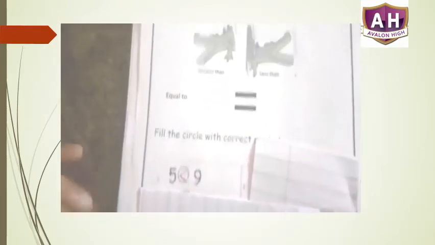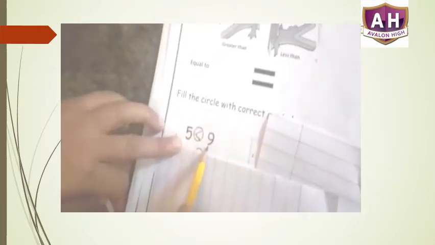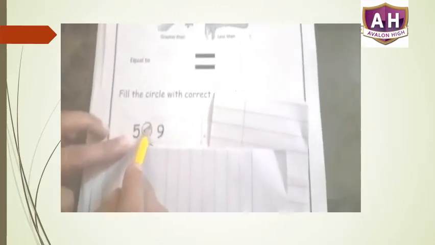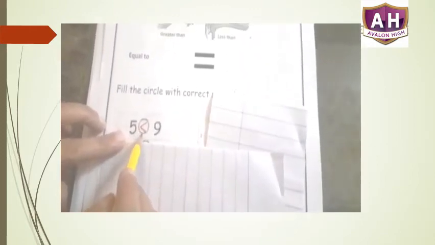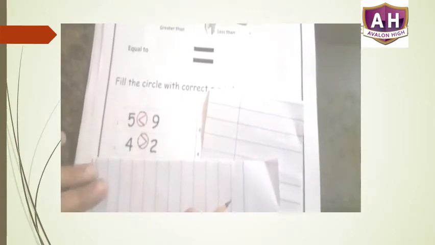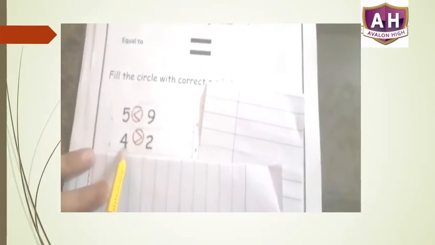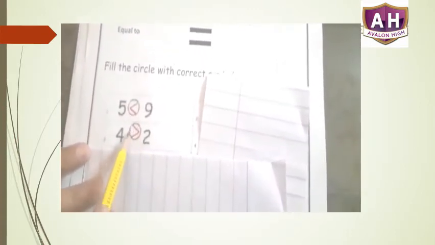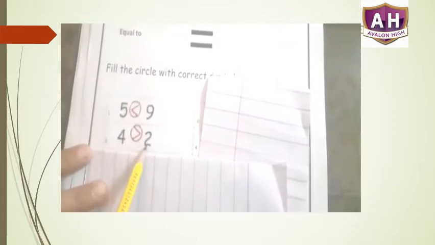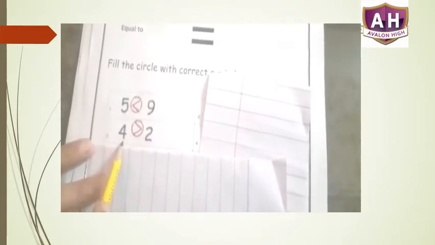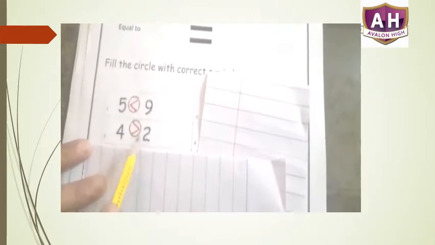And in our work pack, on page number 41, here we have questions. Now 5 is less than 9. We can say that the crocodile's mouth will open towards the right side, so we can say that 5 is less than 9. The other question is between 4 and 2. We can say that 4 is greater or 2 is greater. 4 is greater. So we can say that 4 is greater than 2.